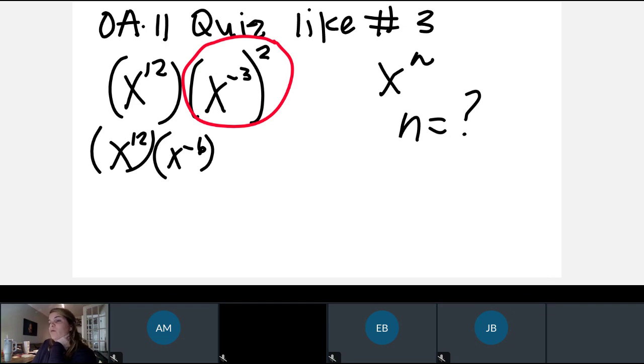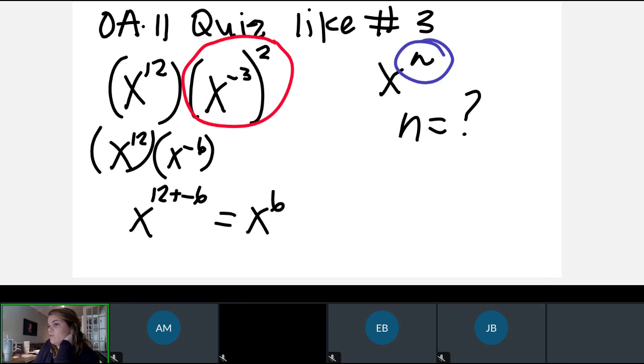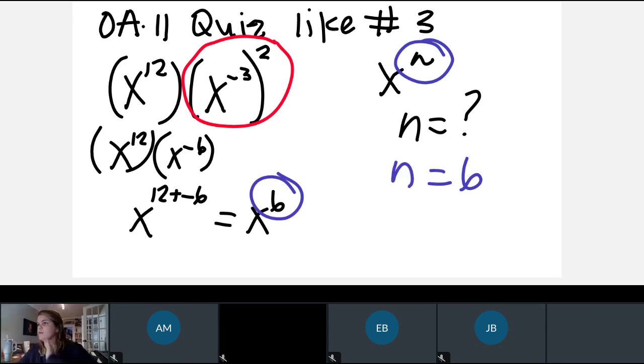Now, we are multiplying two terms. When we multiply two terms, our base stays the same, and we add the exponents. So 12 plus negative 6 is going to equal 6. So x to the 6th. It's asking, what is my value of n? What is the exponent? N here would be 6. Does that make sense, Jonathan? Does that kind of help you?